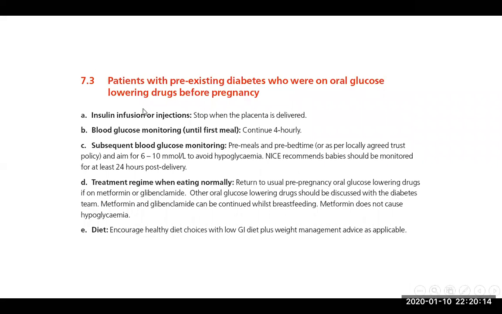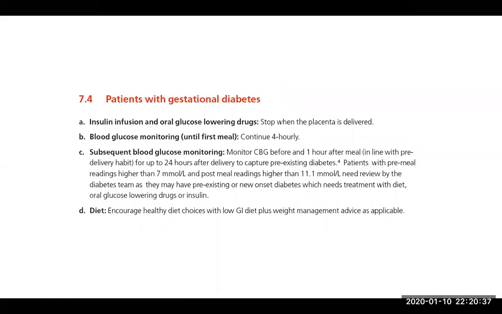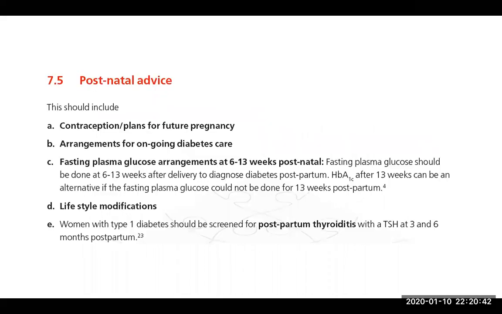This is for GDM. For pre-existing diabetes who were on oral glucose lowering drugs before pregnancy, the insulin infusion stops and the oral medication can be used. Blood glucose monitoring is essential until the first meal. Subsequent blood glucose monitoring and treatment regimen when eating normally. Of course, metformin and glibenclamide can be used. This is the repeated slide.